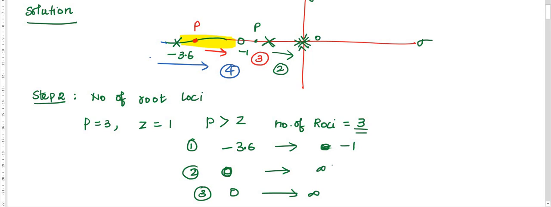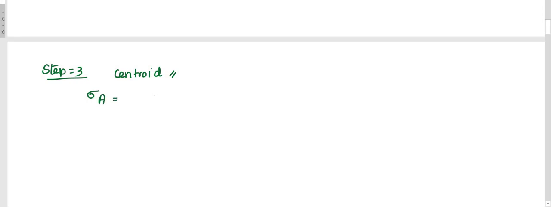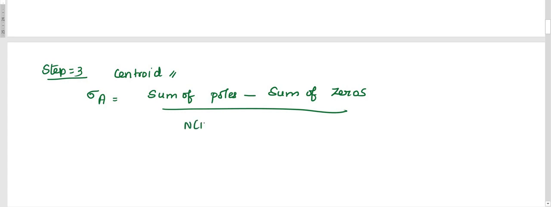And next, step number 3. So these are the root loci available. Step number 3 is how to find the centroid. What is the formula used to find the centroid? The centroid is denoted sigma A, that is the sum of poles minus the sum of zeros, divided by the number of poles minus the number of zeros.